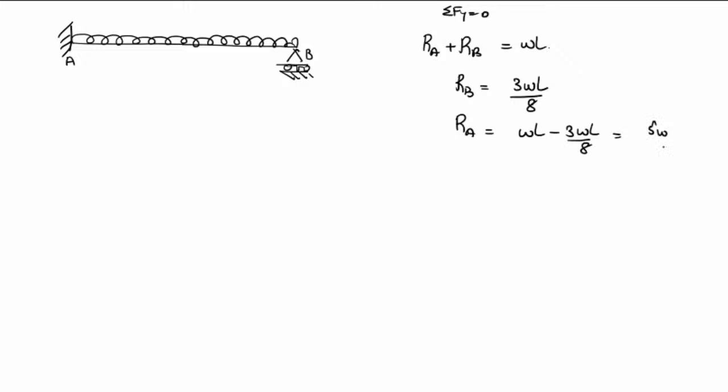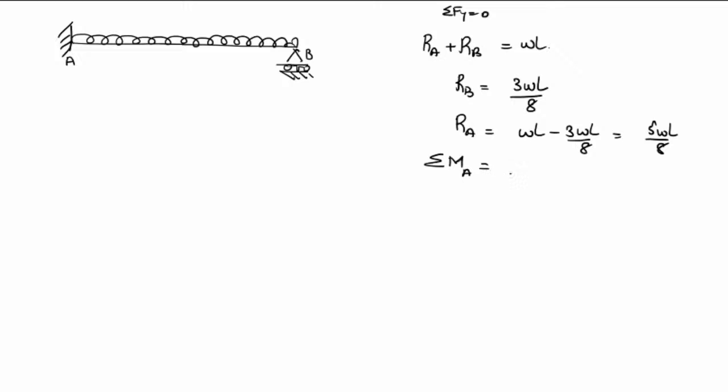Now RA plus RB equals WL. This is the equilibrium equation, sigma Fy equal to 0. And RB we have calculated as 3WL by 8. And RA comes out to be WL minus 3WL by 8, which is equal to 5WL by 8. That is RA. Now take moments about A.